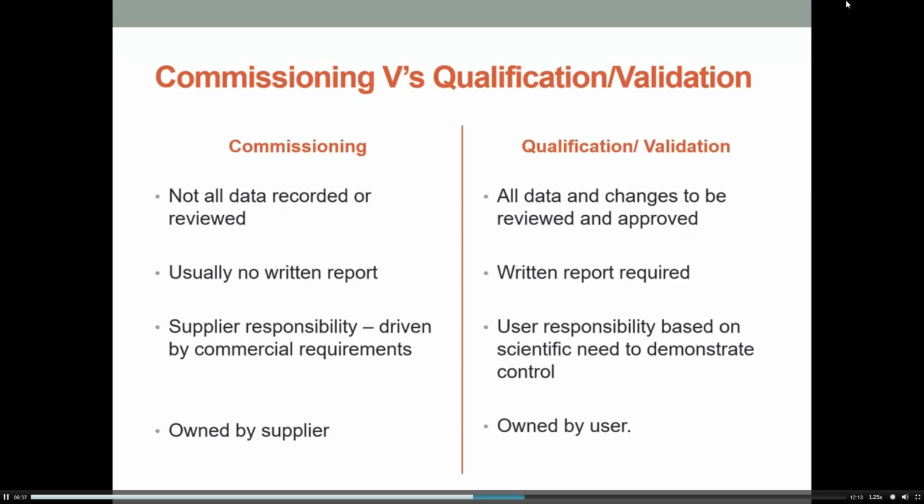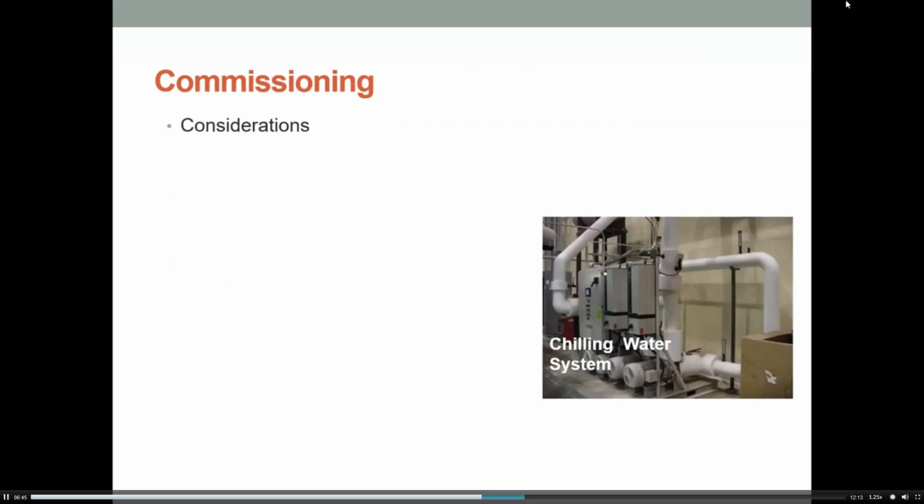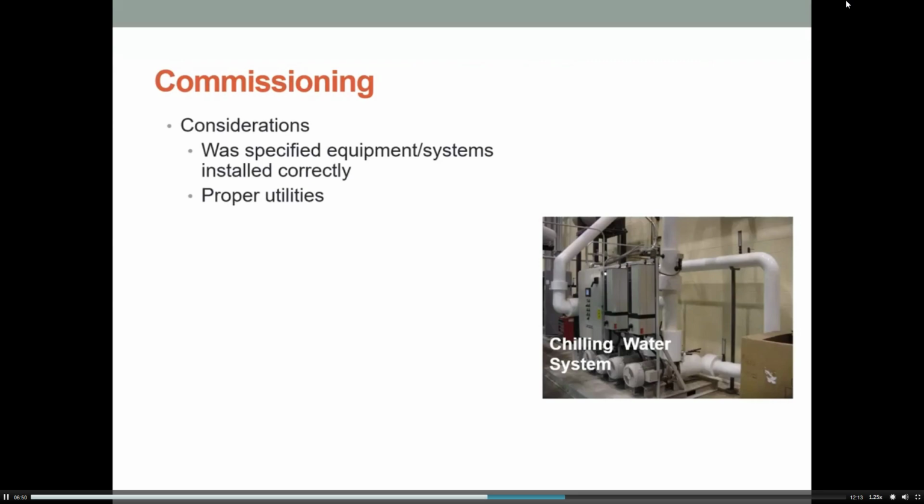Commissioning is owned by the supplier, and qualification is owned by the user. So those are the inherent differences between the two. Commissioning considerations then: things you might be looking at when you're talking about commissioning. Was your specified equipment or systems installed correctly? Have you been set up with proper utilities? So your purified water, your vacuum, your waste, all of those types of things.